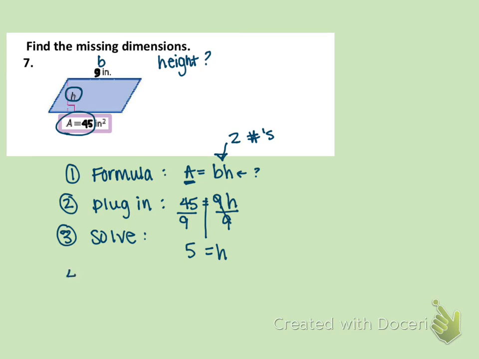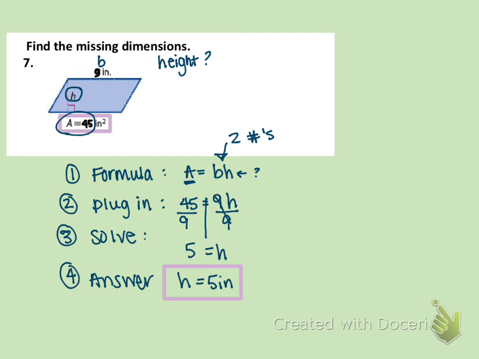So then step 4 is your answer. We're going to write this a little more formal than that. So H equals 5 inches. Do I need to write inches squared on this problem? No, because the only time we write squared is when we're solving for area. Here we just solved for H. So then we are good.